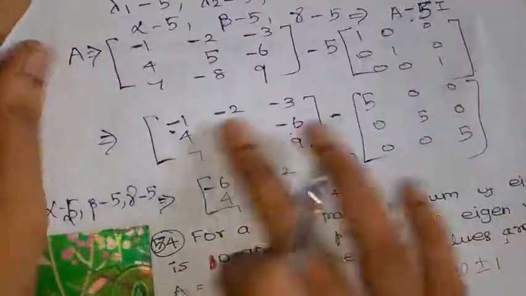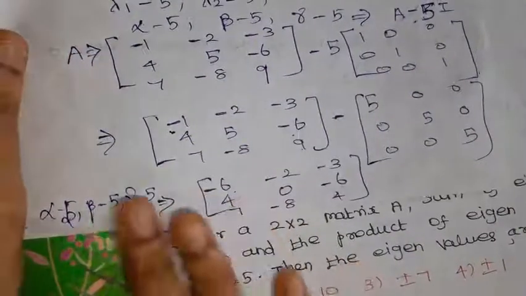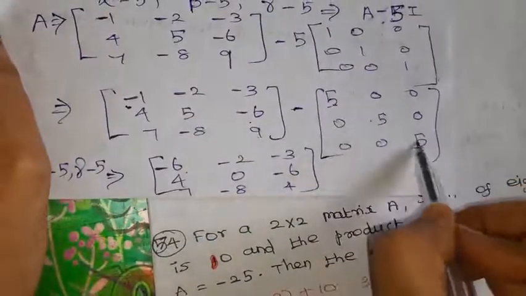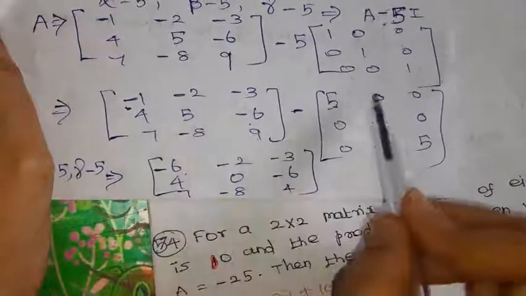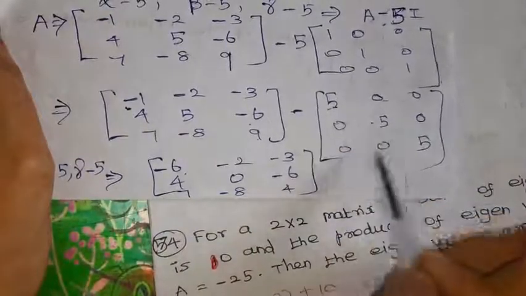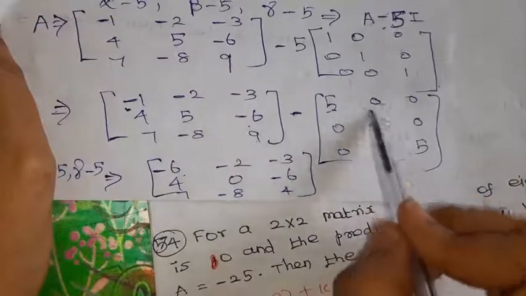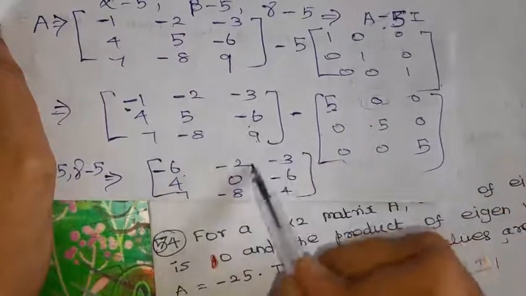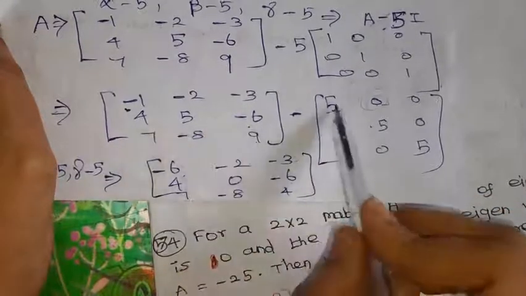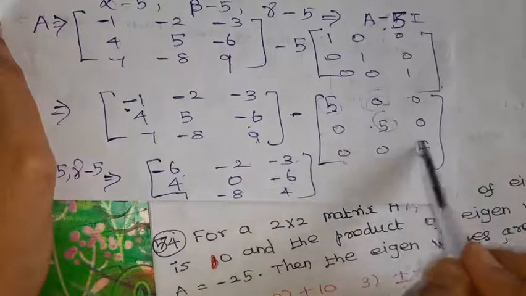So this is the format to find out the matrix. See here, only the diagonal elements have values, so the rest of the elements will not get affected, right? It is just subtracting from 0 only. Only the diagonal elements we can subtract from minus 5.